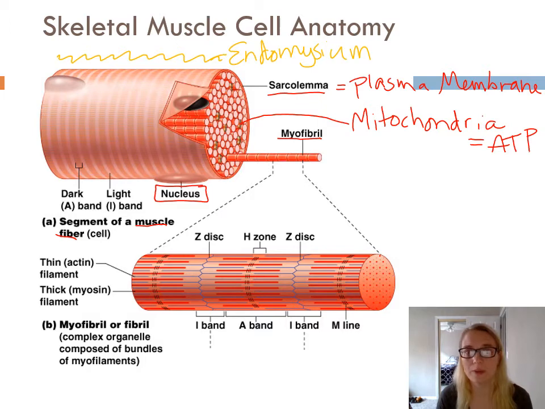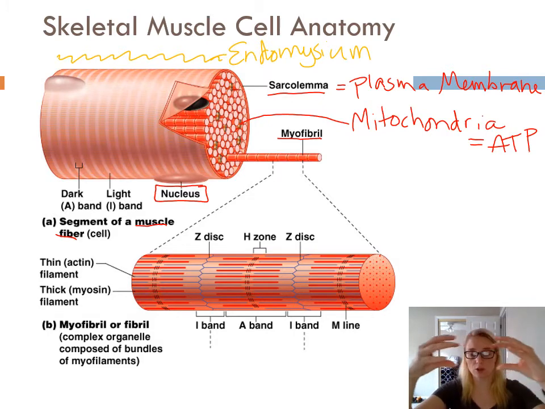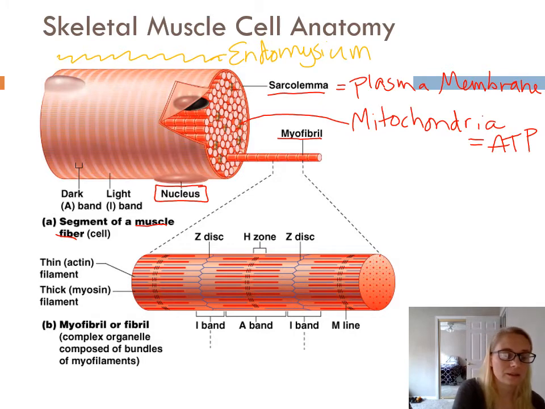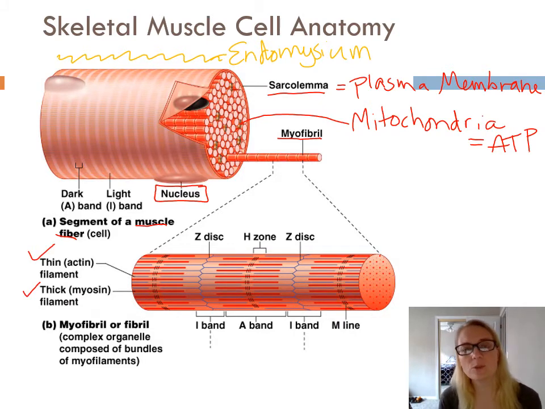So now we're going to zoom in on one of these myofibrils. It's a long cylindrical structure, a long tube, and it's made up of overlapping protein chains. The major proteins we're going to be taking a look at are our thin and thick filaments. Sometimes you might see the thin filament called actin and the thick filament called myosin. Either of those terms are fine.